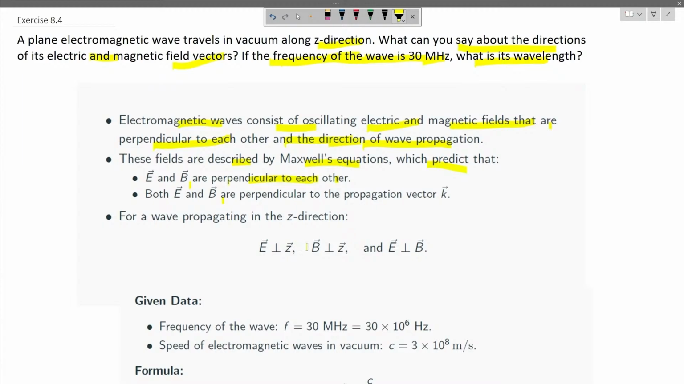Now for a wave propagating in the z direction, E is perpendicular to z and B is also perpendicular to z, and E and B are mutually perpendicular. So you can assume that E is along the x-axis and B is along the y-axis.